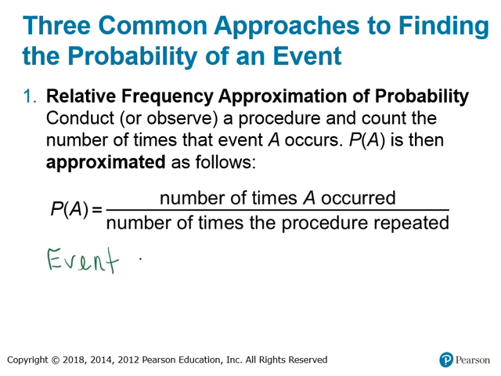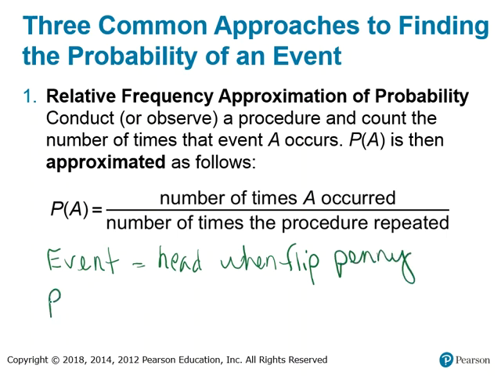So maybe I'm looking for the probability that I will get a head when I flip a penny. So my probability of A in this case, I should have written A there. Well, on a normal coin, and a penny in this specific instance, a head is 1 out of 2 sides. So the number of times A will occur, well, it can only happen once, and the number of times the procedure has been repeated, well, I flipped it, and there are 2 options.